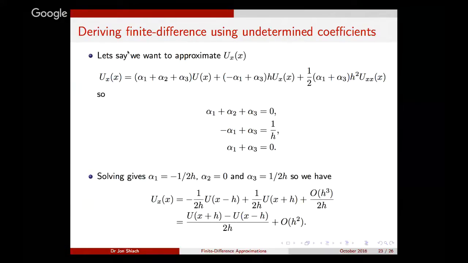Okay, so the solution to that is alpha 1 is minus 1 over 2h, alpha 2 is equal to 0, and alpha 3 is 1 over 2h. So what we have is my coefficient of u(x minus h) is alpha 1, which is minus 1 over 2h, which is that one. My coefficient of u(x) is 0, so that's ignored. And the coefficient of u(x plus h) is 1 over 2h, which is that one. Okay, which is another way of writing the central difference formula.